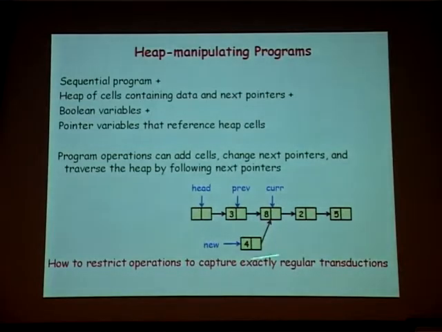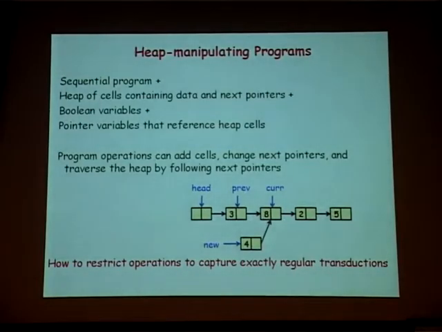So the general configuration looks like this: the program has a finite number of variables which point into the heap. The heap may not be a list because in general it looks like a forest or a tree. The program can add cells, change next pointers, and traverse the heap by following next pointers. So given all this wealth of undecidability results, we want to understand not what class of programs is decidable, but now we change the question.